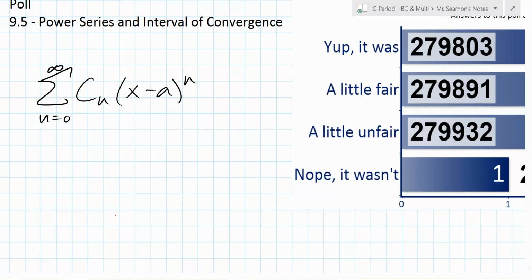The key thing we're going to study is that for some values of x, these series will converge. For some values, they won't converge. They'll diverge. Sometimes a power series will converge regardless of what x is, and sometimes the power series will diverge regardless of what x is. So sometimes, always, and never are basically our outcomes here.